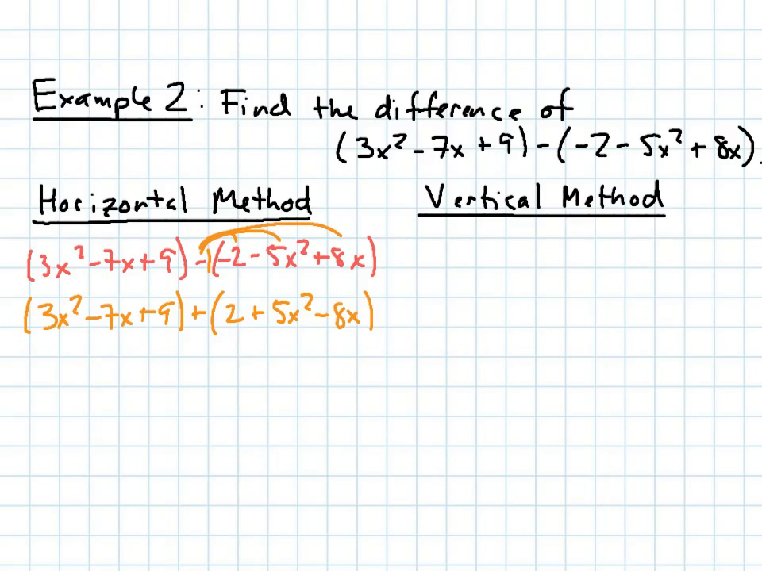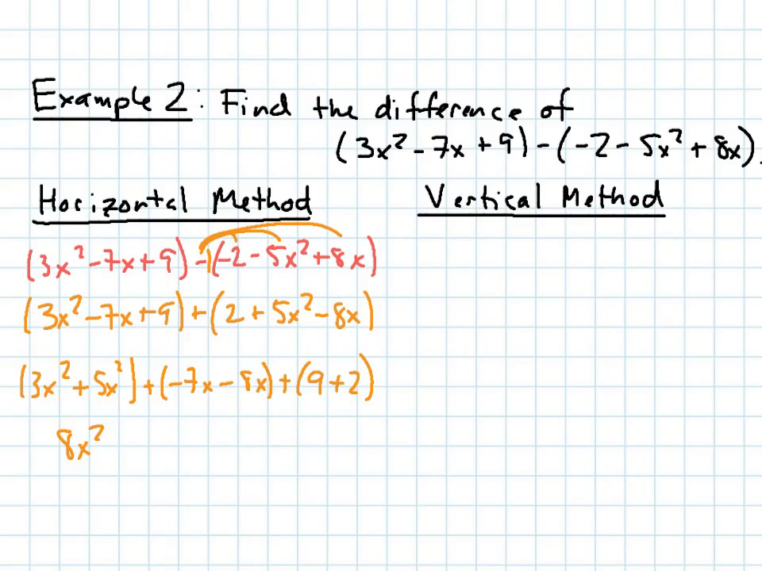Now I want to do the same thing I did before, which is group. So 3x squared goes with the 5x squared, plus -7x minus 8x, plus 9 plus 2. Now I want to combine, so 3 plus 5 gives me 8x squared.